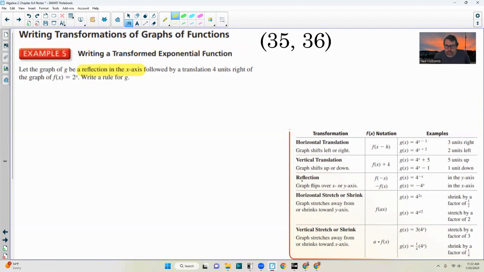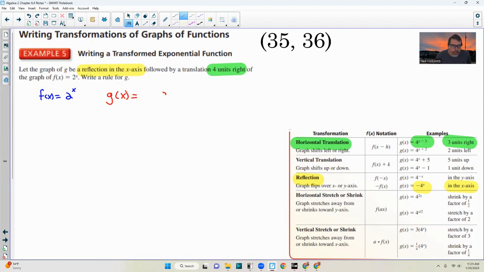So a reflection in the x-axis is right here, and that puts a negative out in front, okay? Followed by a translation 4 units right. That's a horizontal translation. Units right are in the exponent. And here's the graph of f of x. So what I'm going to do is take my pen and write f of x equals 2 to the power of x. They want us to write a rule for g. So that's g of x equals.